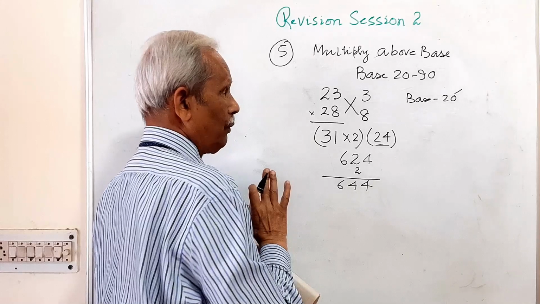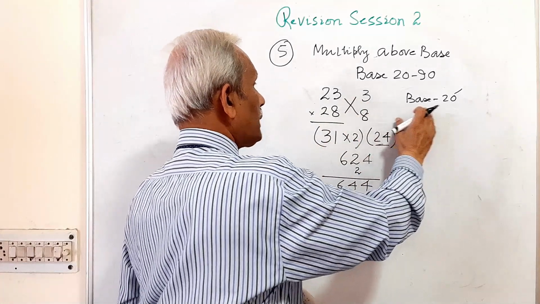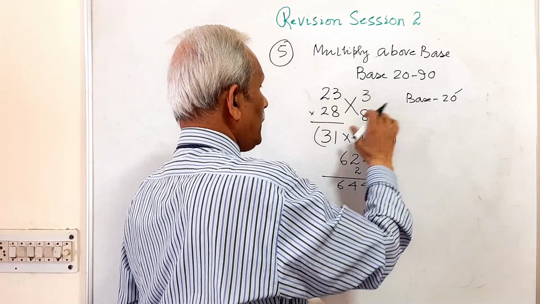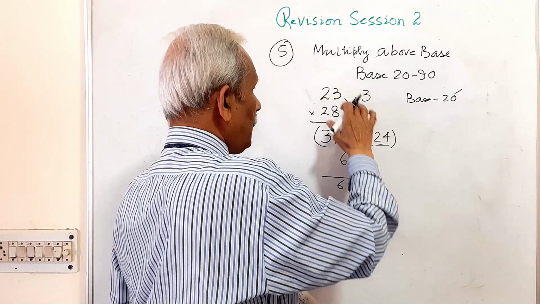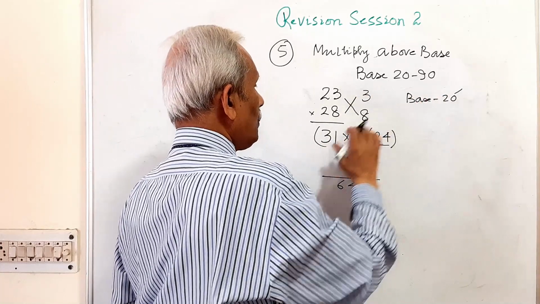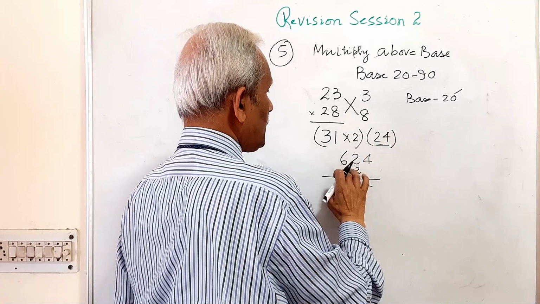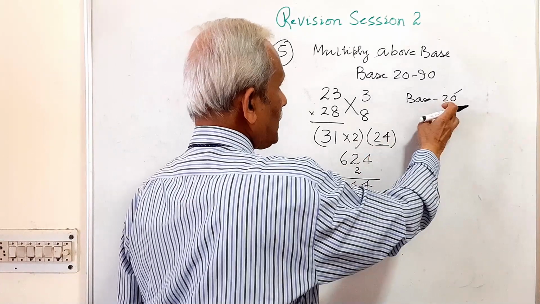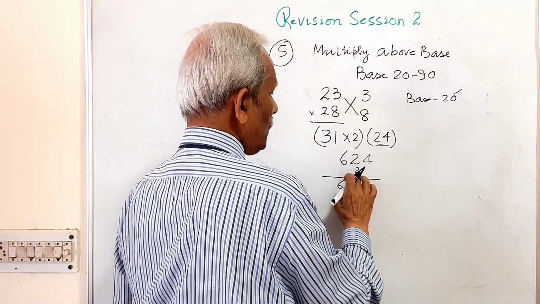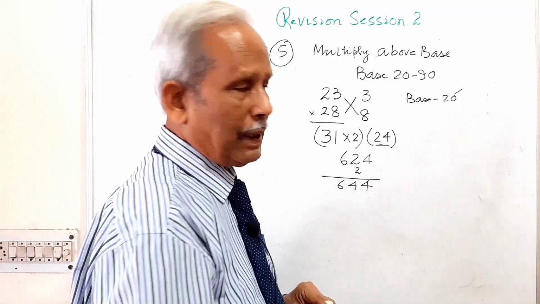Right? I think we have followed it. Since we are taking above base, here we are taking base as 20. Now 23 minus 20 is 3, 28 minus 20 is 8. Now 23 plus 8 or 28 plus 3 is 31, into 2 since the base is 20. 3 8s are 24, 31 into 2 is 62. The base has got one zero, we can write only one digit here, so we'll write 4 here and 2 here. This becomes 644, quite simple, understandable.